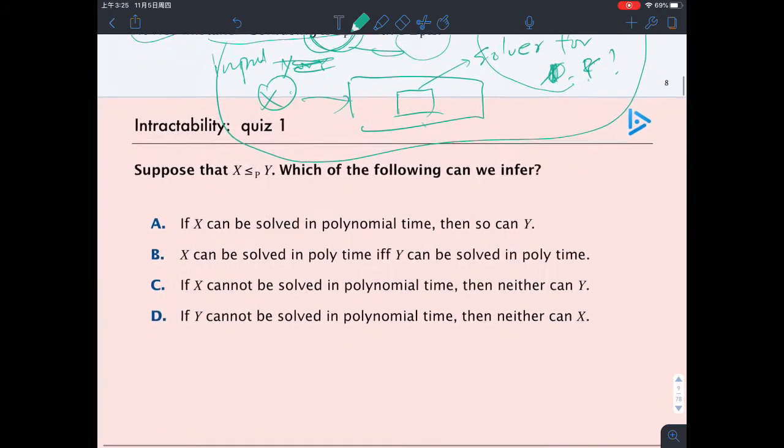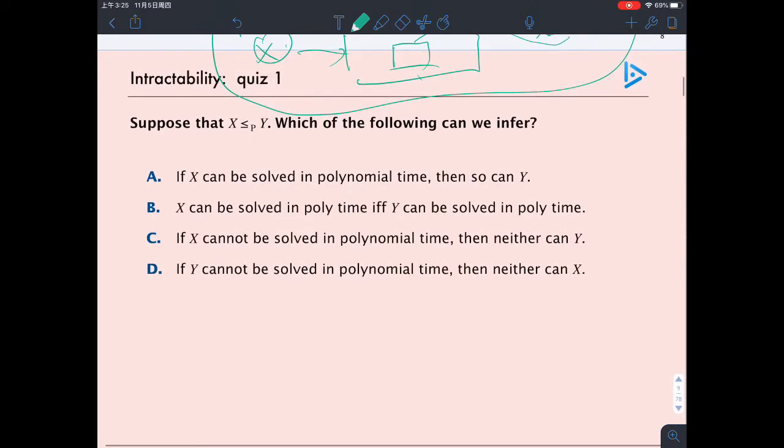So next, let's move into a number of quizzes. Usually we don't do quizzes, but this kind of notion is really quite new, so we need to take a bit more time to internalize the reduction notion, right?